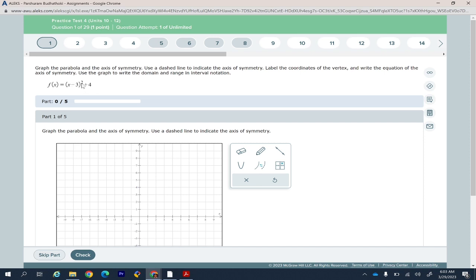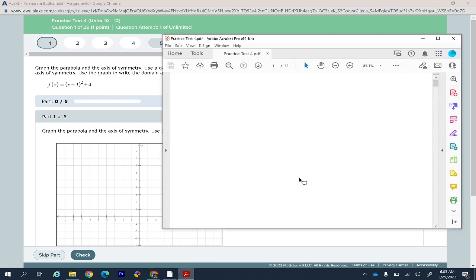First of all, find the vertex. Vertex is (3, 4). And then I need at least 1 point, so I'm going to choose a point, let's say x equal to 2. This is the function f(x) = (x - 3)^2 + 4. The vertex is coming from this (3, 4). I'm going to find the value of the function when x equals 2, because I need at least 1 point to plot the graph of the parabola.